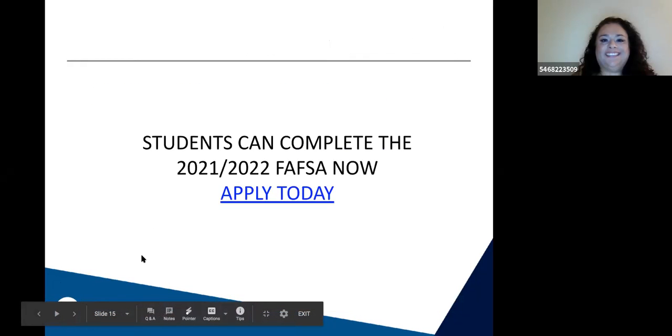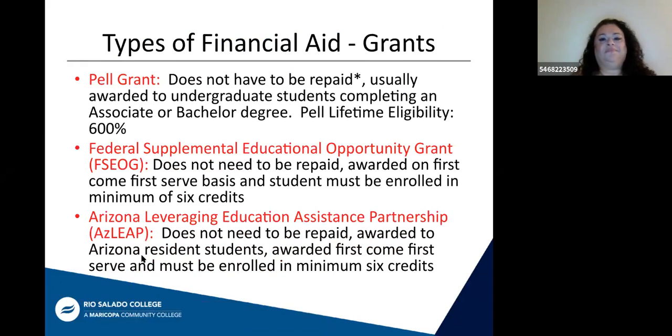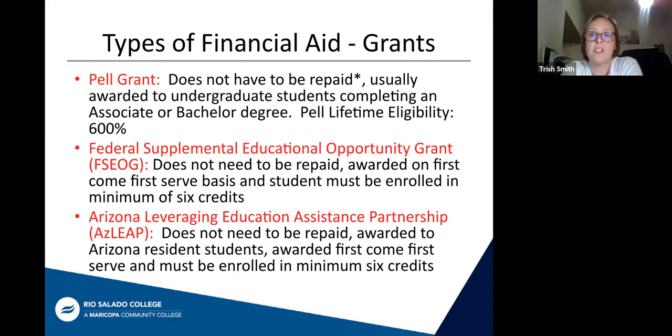Trish, do you want to? Okay. The 600% is equal to 6 years of undergraduate studies at full-time each term. So if you were not full-time in each term, it would take you a little bit longer than 6 years to get to your 600%.